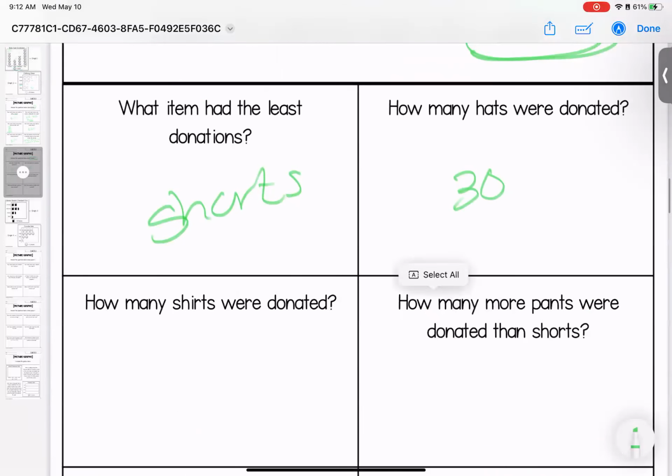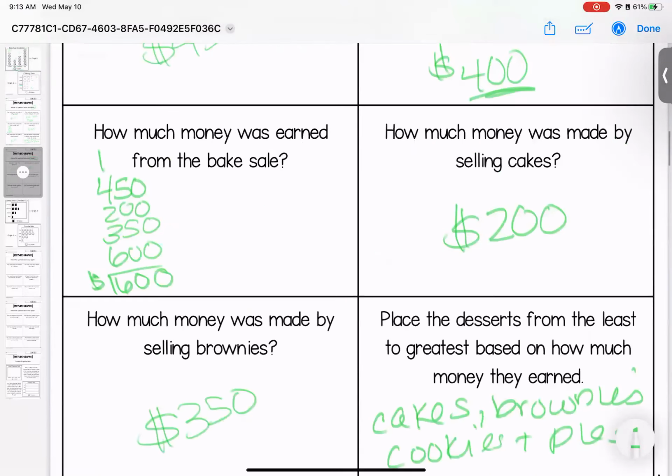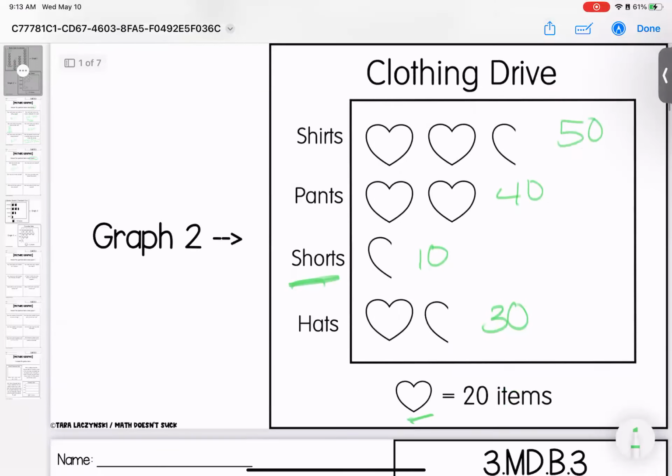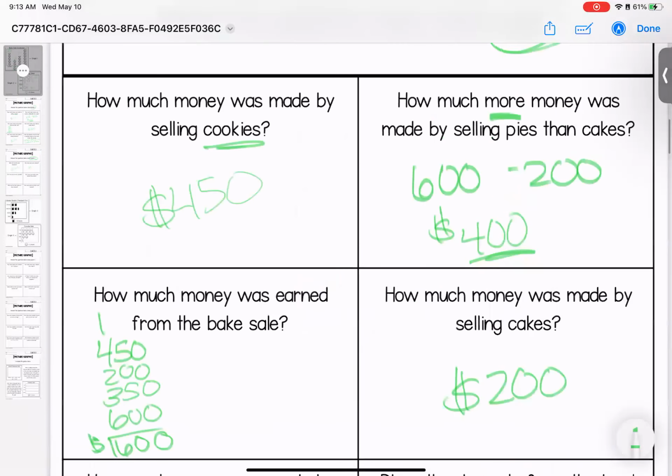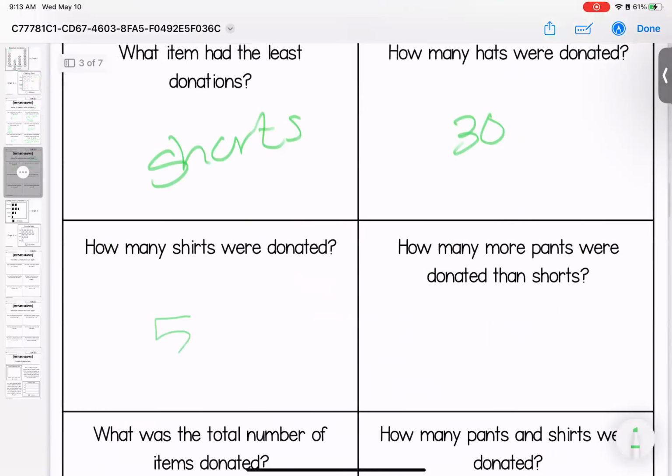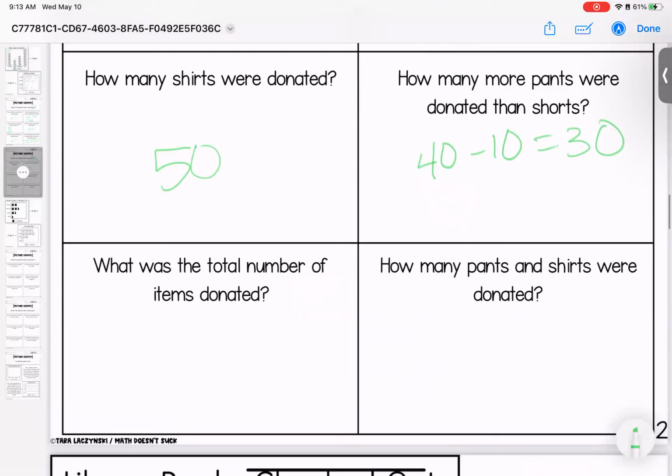Second row, how many shirts were donated and how many more pants were donated than shorts? So shirts and then comparing pants and shorts. So for shirts, we had 50. Comparing pants and shorts, we have 40 and 10. It's going to be a difference of 30. So how many shirts were there? 50. How many more pants than shorts? 30.